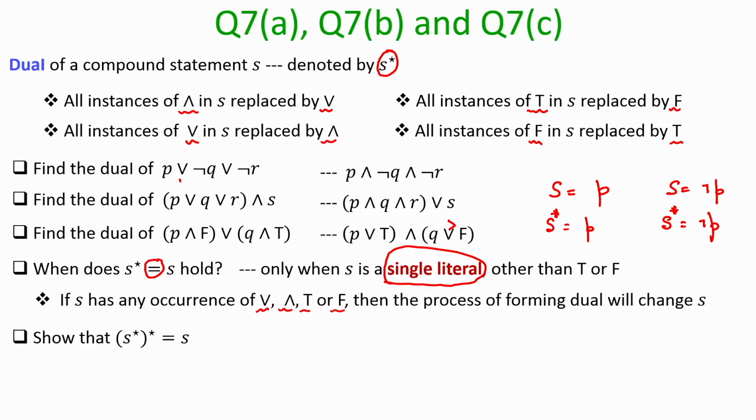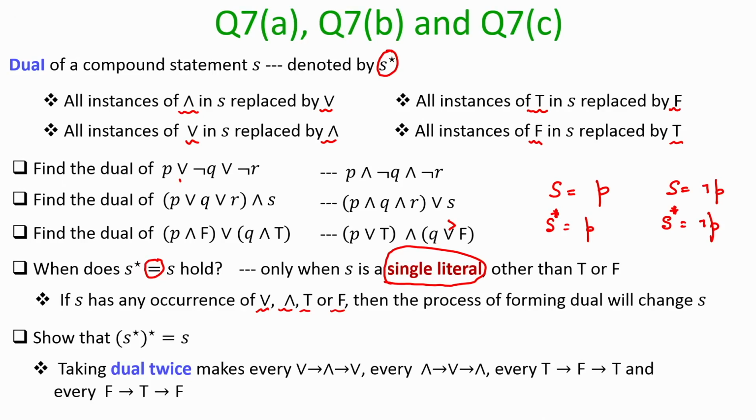Okay. The third part of question 7 asks you to show that if you take the dual of a statement and then again take its dual, you will get back the original expression. And it is very simple, because if you take the dual twice, then when you are taking the dual the first time, all the disjunctions get converted to conjunctions, and then again when you take the dual the second time, conjunctions are converted back to disjunctions. The same thing happens for conjunctions. When you take the dual the first time, they get converted to disjunctions, and again when you take the dual the second time, they get converted to conjunctions.